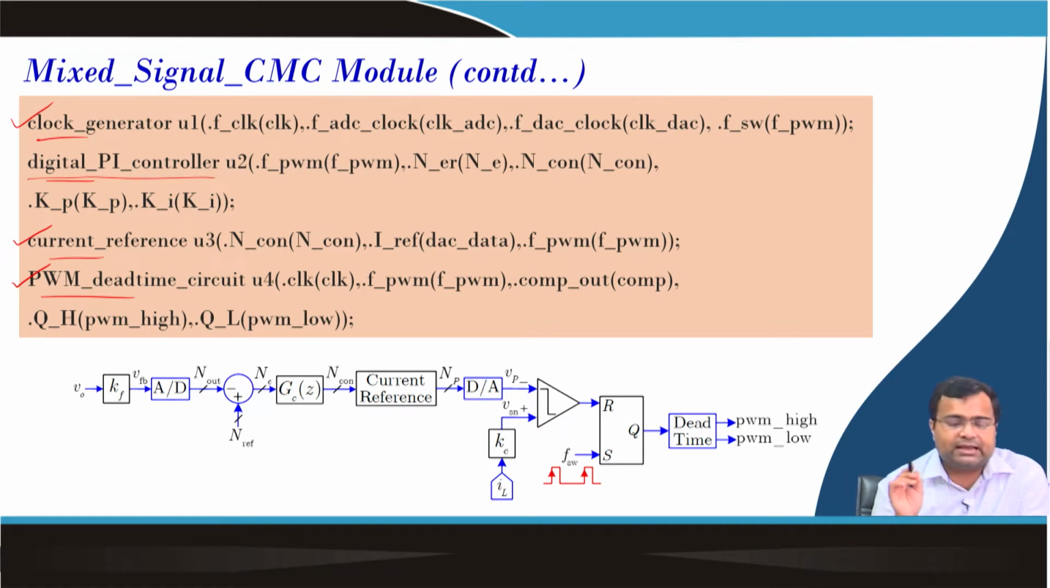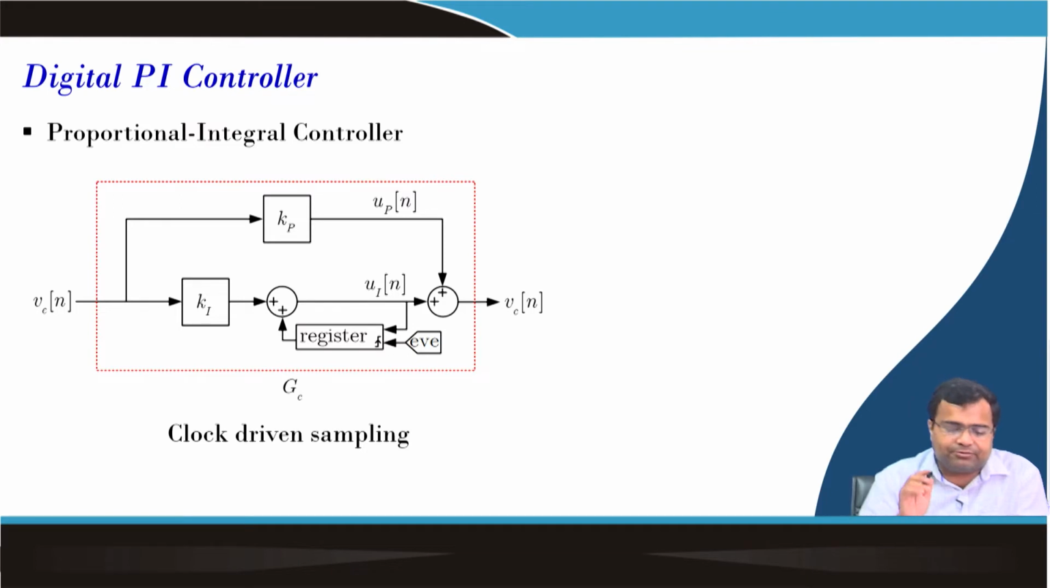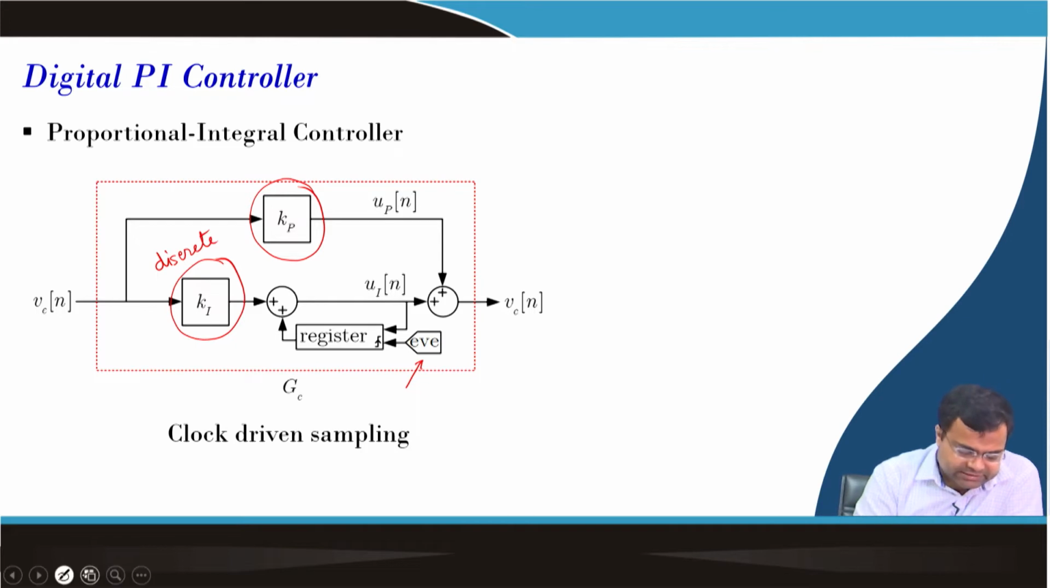Now, we just want to highlight digital PI controller, which in the generic form of PID controller is also discussed. So, PI controller, if you look at it, we want to update with respect to a clock, which can be a switching frequency clock or any other clock. Here we are not talking about event based PI controller, but we can also implement event based PI controller, which we did in the MATLAB simulation. So, here we need a proportional gain and the integral gain, and this is all in discrete, or I would say digital domain.